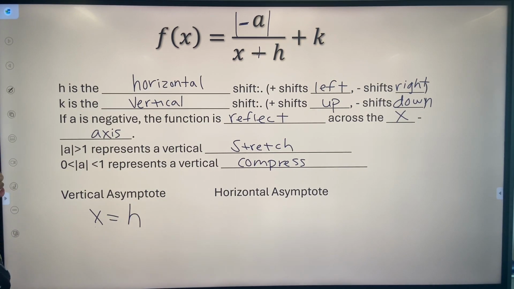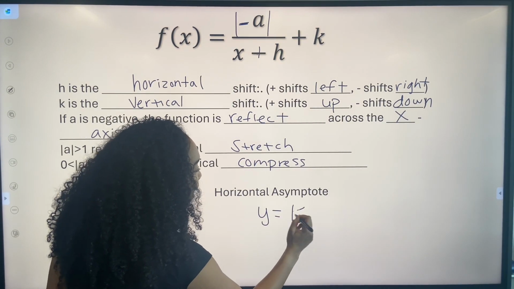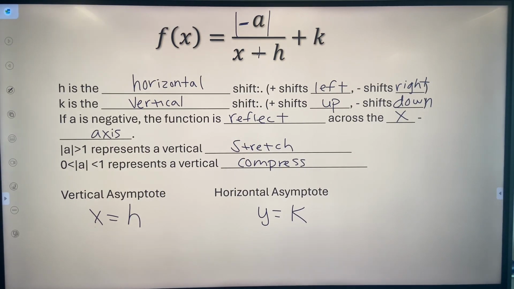Okay, so your vertical asymptote will always be written as x equals, and it's always going to be the h value. Your horizontal asymptote is always going to be y equals the k value. And we'll do an example.